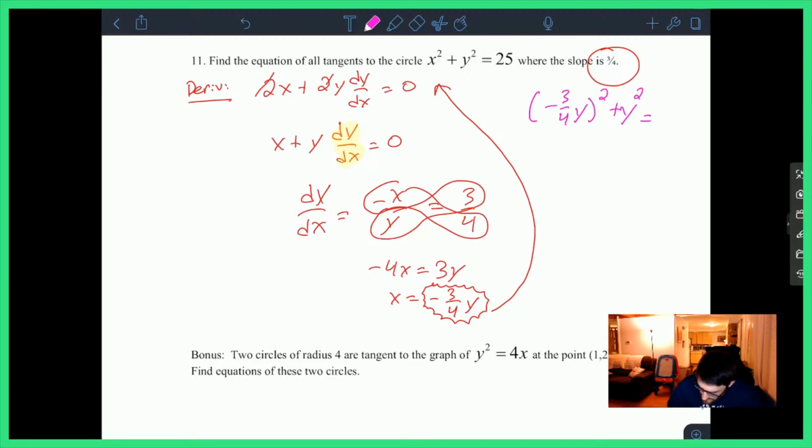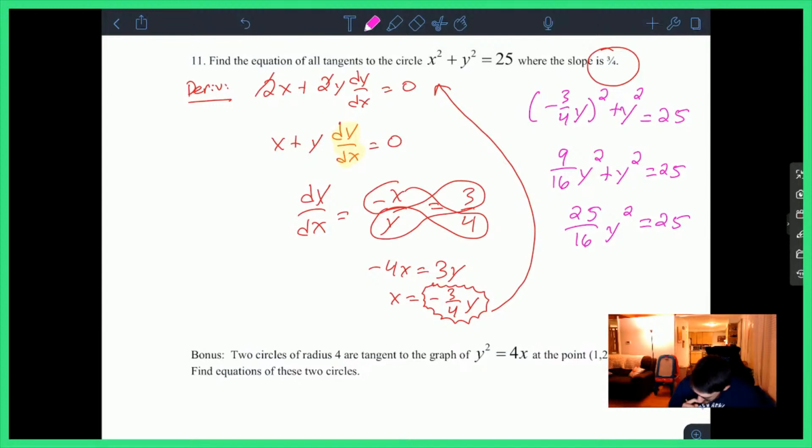So we've got x squared plus y squared is equal to 25. I think all I have to do now is just solve this and see if we can figure out what the values would be. If I square the negative 3/4, I would get positive 9/16 y squared plus y squared is equal to 25. I guess I could just combine the like terms. I could add 1 and 9/16, which would be 25/16 y squared equals 25.